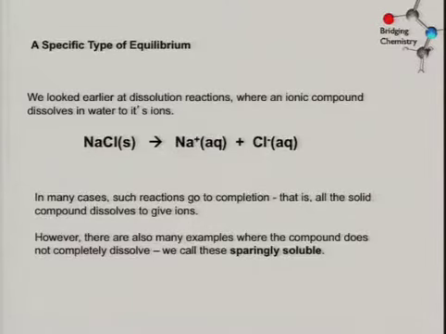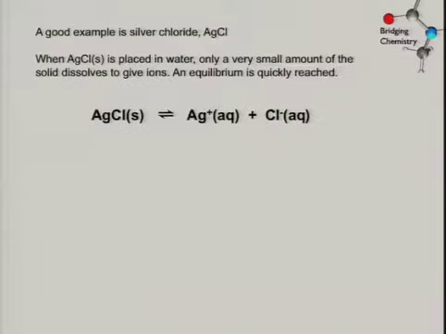However, there are also many examples where the compound does not completely dissolve. And so you'll have an ionic solid and you'll put it in water and it will dissolve a bit, but then it will stop. And you can't dissolve any more. And so these get this name sparingly soluble compounds. So these are ones that only dissolve a little bit. Okay, so we're going to use as our example here, again, we were horribly unimaginative and talked about NO2 and N2O4. For this we're going to talk about silver chloride, which is equally as unimaginative, but there it is.